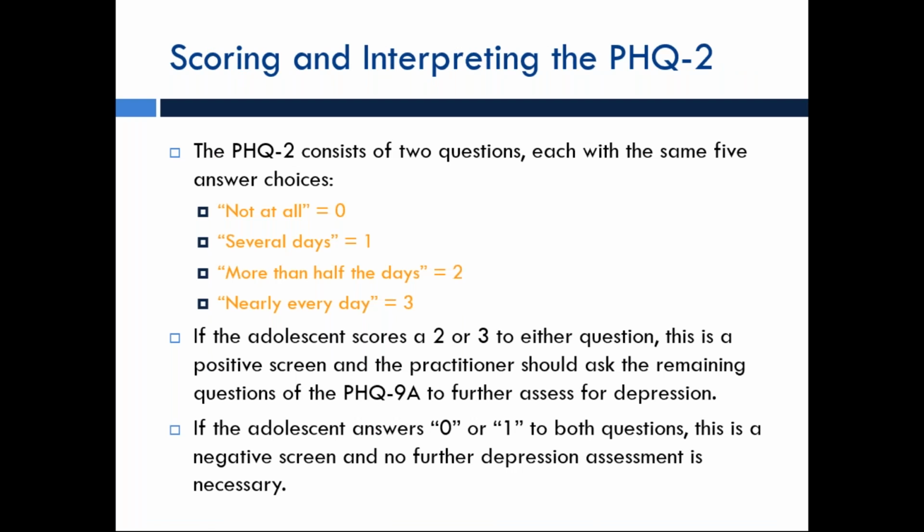Now, to score or interpret the PHQ-2, the 2 questions each have the same answer choices, which equate to a certain number. Answering not at all is 0 points, several days is 1, more than half the days is 2, and nearly every day is 3. If an adolescent scores a 2 or 3 on either question, that's considered a positive screen, and you would then administer the rest of the PHQ-9 to further assess for depression. If the answer is 0 or 1 to both questions, it's a negative screen, so no further assessment for depression is necessary.